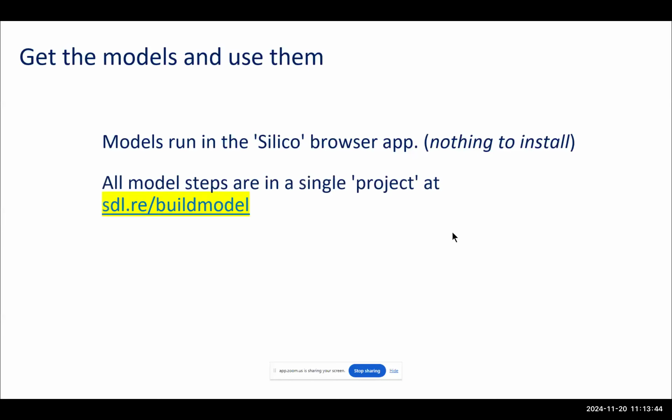And all of the models are in a single, what Silico calls a project. A project is a set of models that share common settings. So if you go to the link that I've shown there, sdl.re/build model, the model we are going to use should open in your browser. I'll say a little bit more about what that looks like in just a moment.